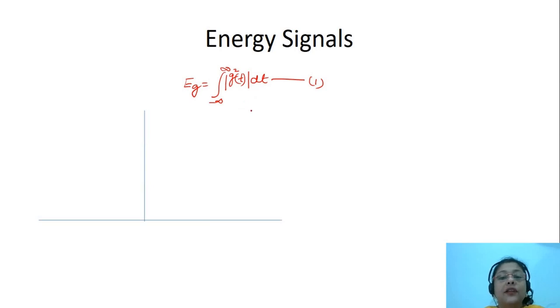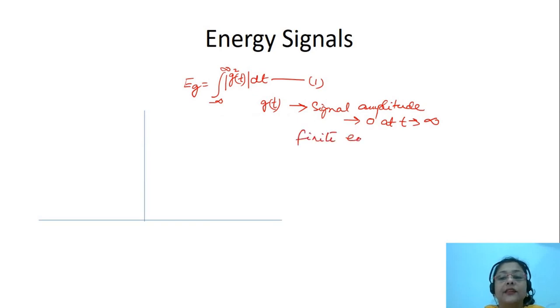Now, one requirement for the signal g(t) to be an energy signal is that the signal amplitude should tend to 0 as t tends to infinity. So, this is one requirement. So, the energy signal will have finite energy and zero power.